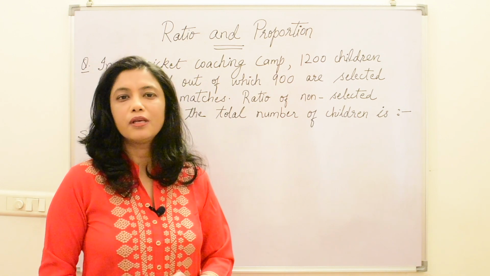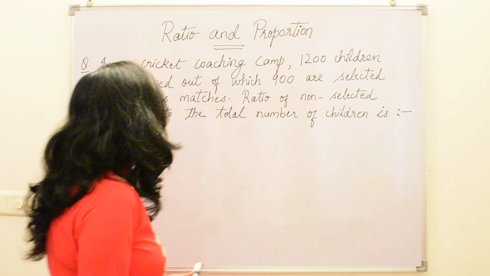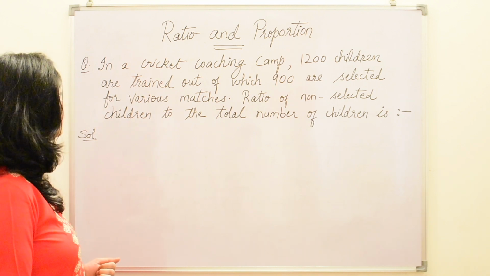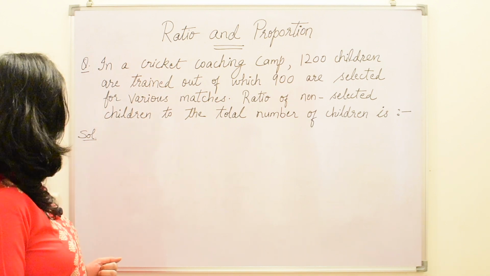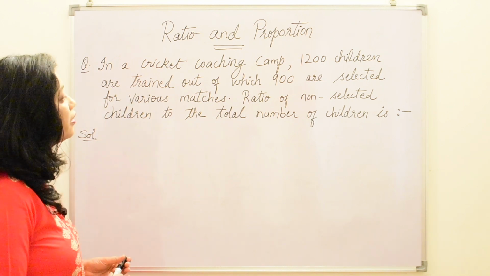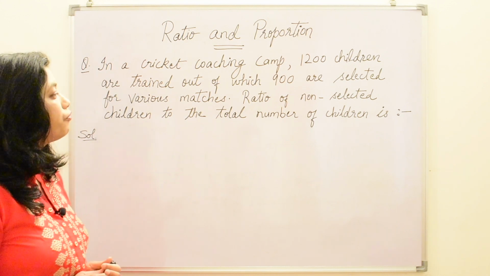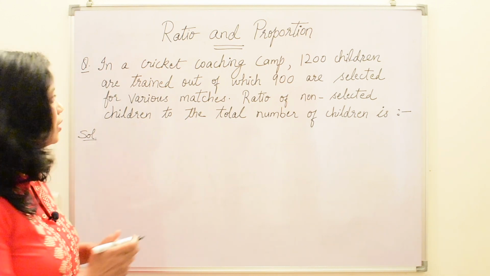Let us solve some sums on ratio and proportion. In a cricket coaching camp, 1200 children are trained, out of which 900 are selected for various matches. The ratio of non-selected children to the total number of children is? So first let us write what is given to us.